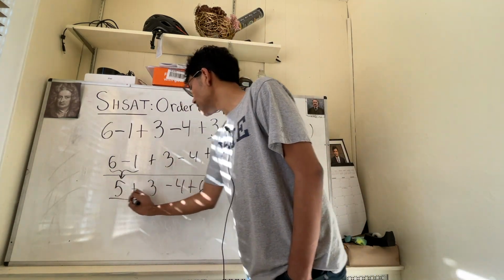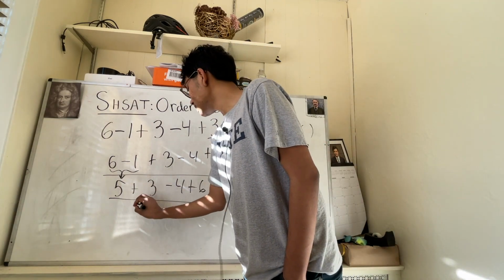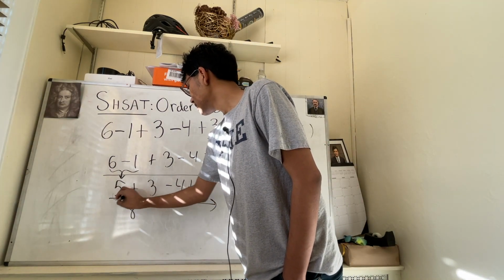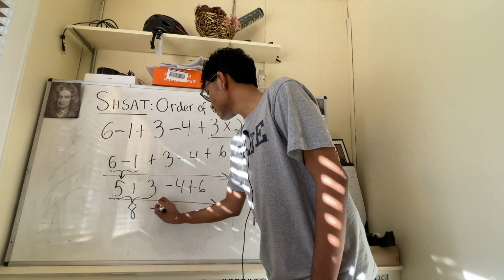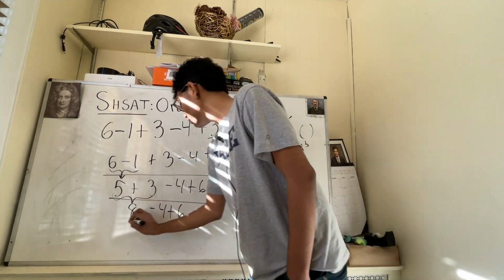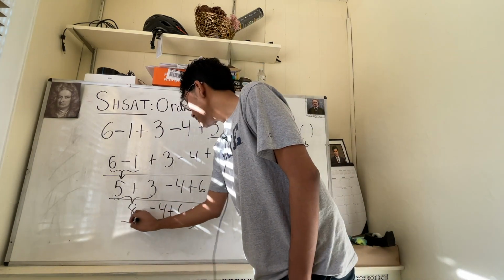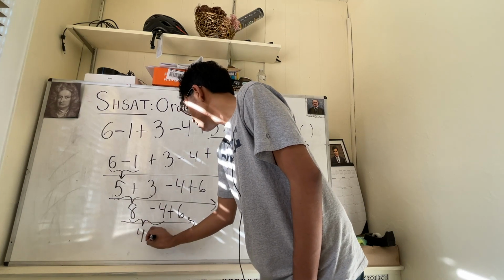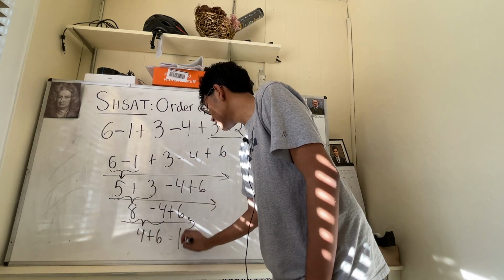Now let's read it left to right. 5 plus 3, well, that becomes 8, right? This shebang becomes 8, and then copy everything down. Do left to right one more time. 8 minus 4, well, that becomes 4, and then 4 plus 6, that's just 10.